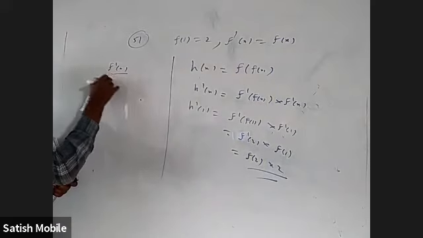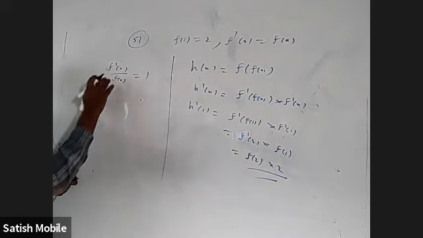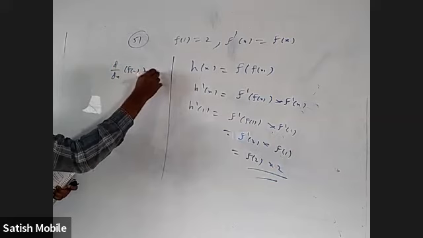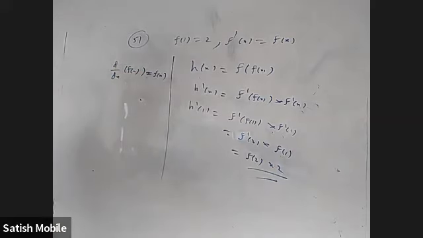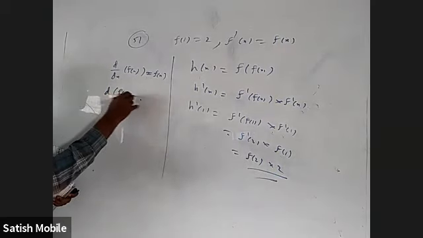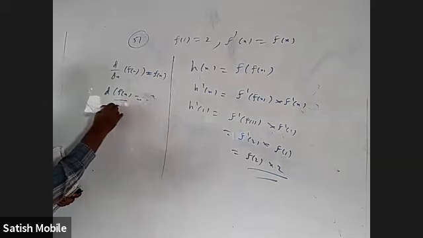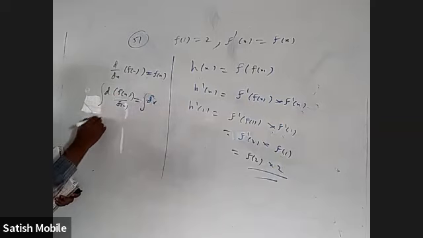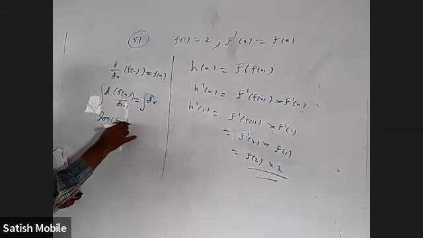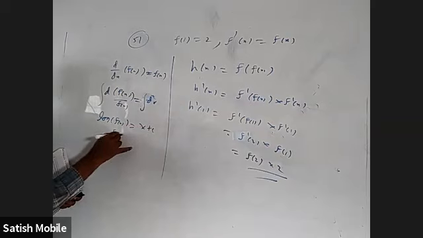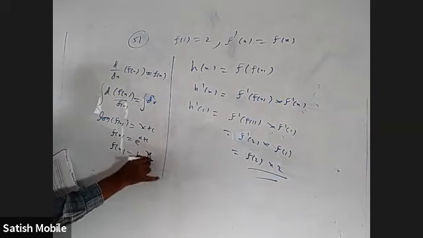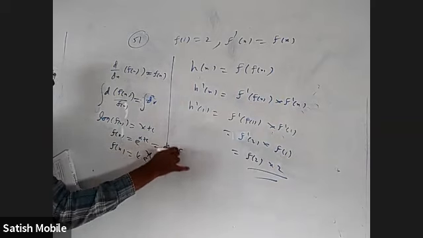F dash x by f of x is equal to 1. F dash x is after all d by dx of f of x, which is equal to f of x. D of f of x by f of x is equal to dx. Integrate it. This is a derivative, so log f of x, and this is x plus c. We'll get f of x is equal to e power x plus c, or f of x equal to some constant into e power x, because e power x plus c is e power x into e power c.